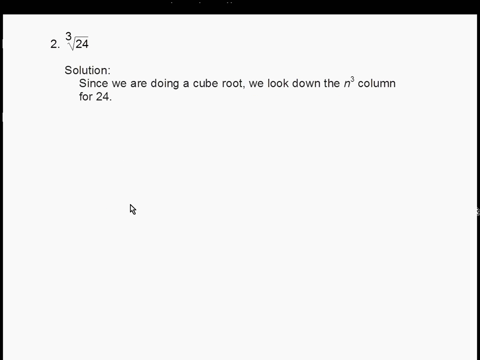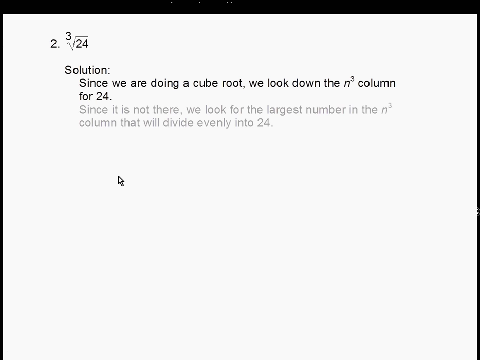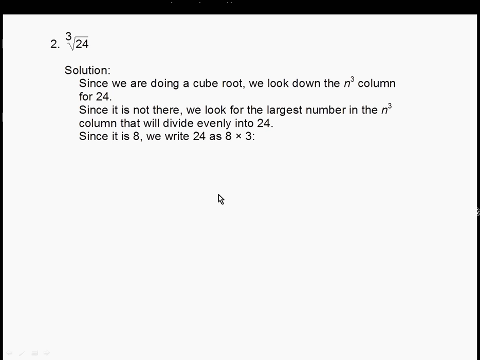Number 2, the cube root of 24. Okay, this time we would look down the n cubed column. We want to find the largest perfect cube that goes evenly into 24. Okay, this time it's not 4, it is 8, because 8 is a perfect cube. It's 2 times 2 times 2. So this time I'm going to write 24 as 8 times 3. Now please, don't lose the index when you write your work down and you write your final answer. If you lose the index, I'm going to believe that you thought it actually disappeared.